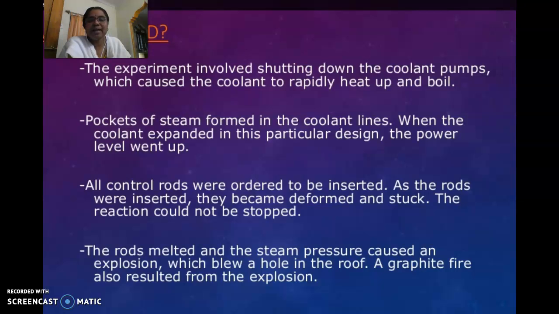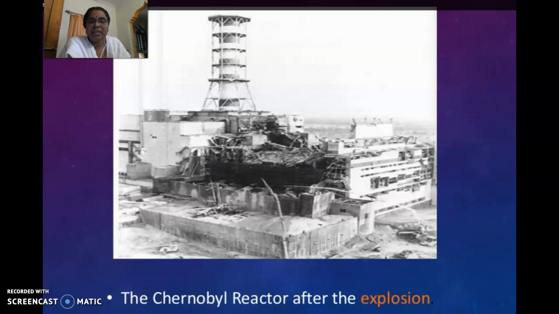When the coolant expanded in this particular design, the power level went up. All control rods were ordered to be inserted. As the rods were inserted, they became deformed and stuck. The reaction could not be stopped. So what was the ultimate cause? The rods melted and the steam pressure caused an explosion, which blew a hole in the roof. A graphite fire also resulted from the explosion.